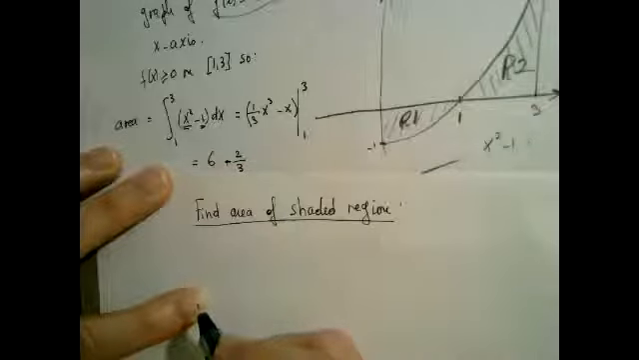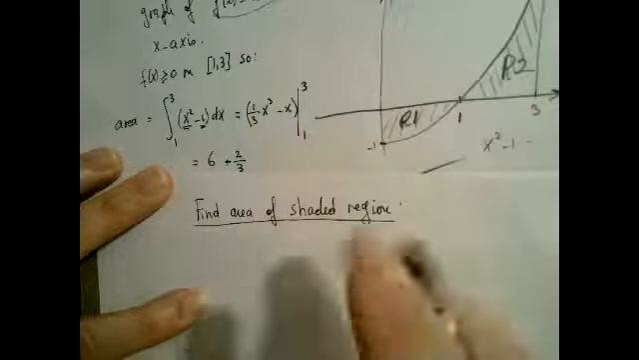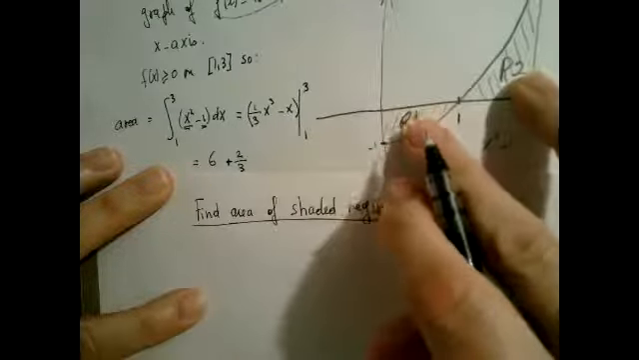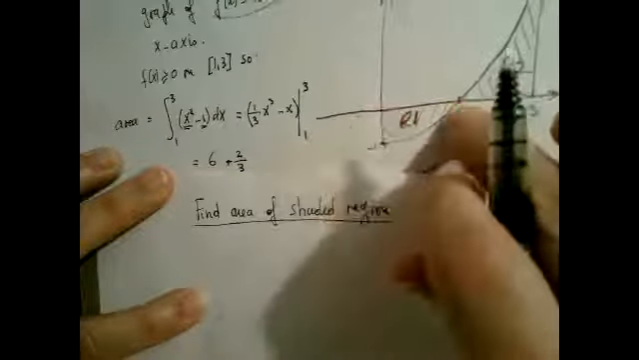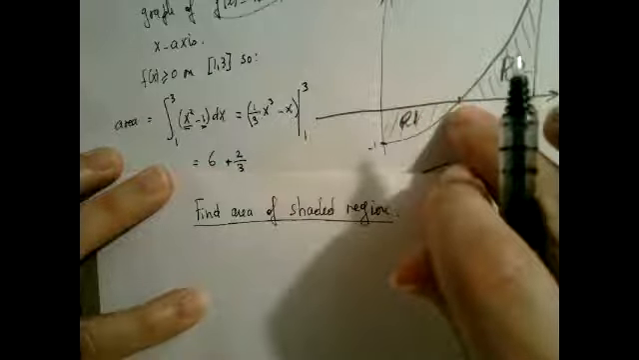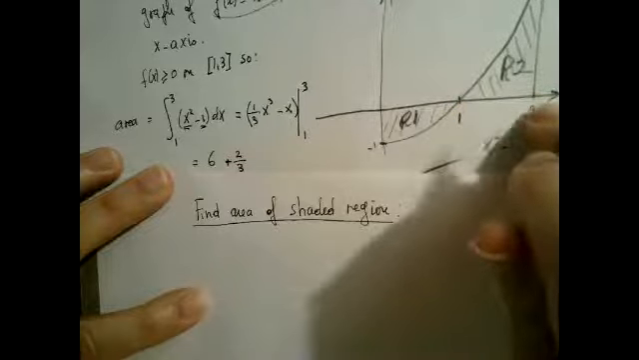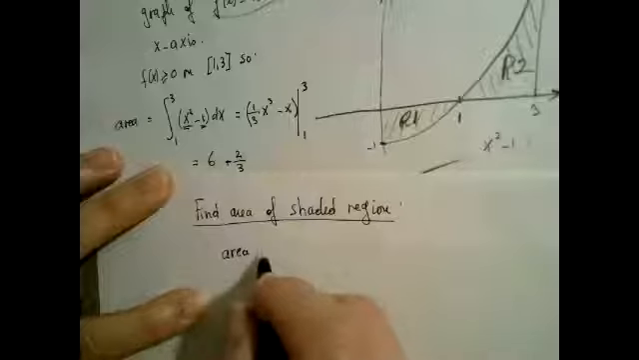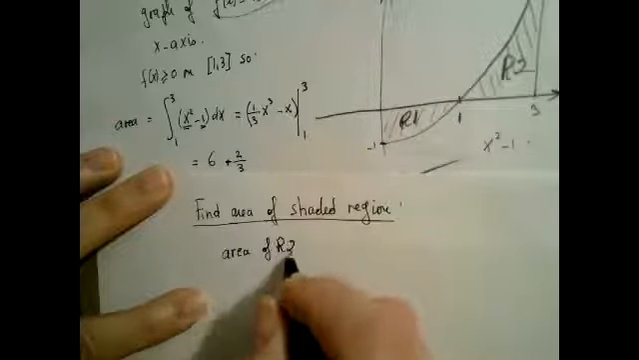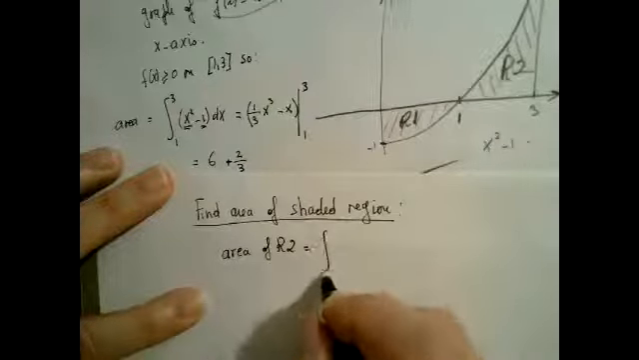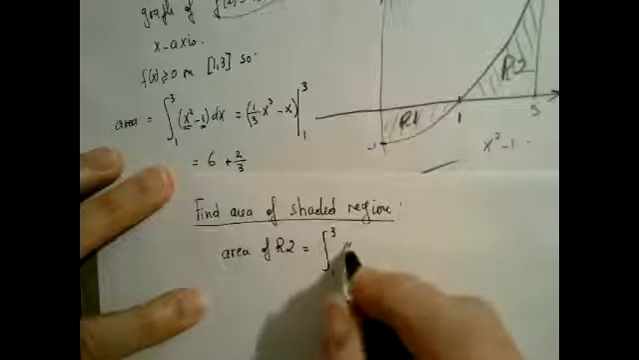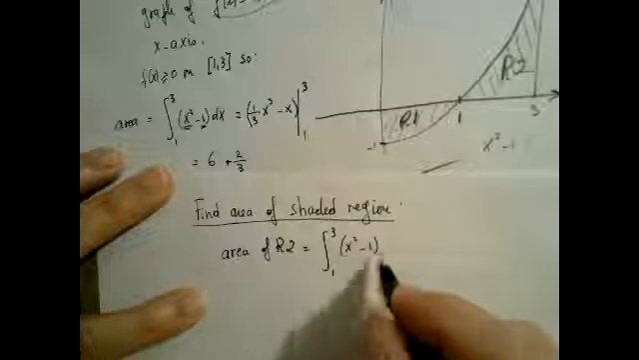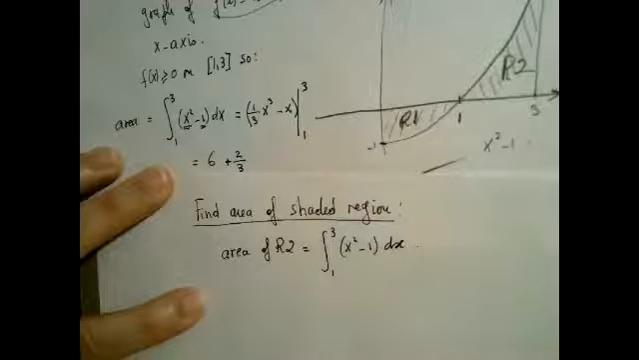Is it the negative integral from 0 to 1 and the regular integral from 1 to 3? Absolutely correct. Let me repeat what he said. We have now two regions, and we have a problem here because up to here, the function is taking negative values. From here to here, the function is taking positive values. So for the area of R2, I have no issue. It is the integral from 1 to 3 of x squared minus 1 dx because the function is positive here.